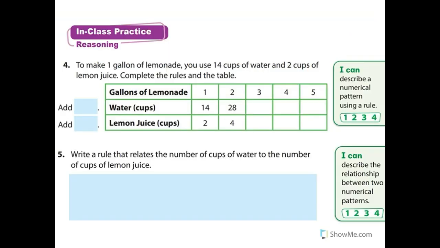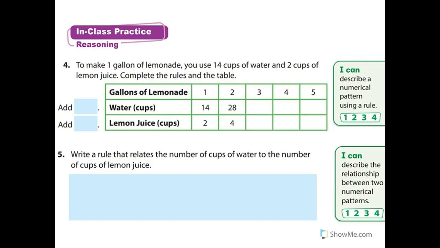All right, let's look at number 4 and 5. To make 1 gallon of lemonade, you use 14 cups of water and 2 cups of lemon juice. Complete the rules and the table. All right, I want you to go ahead and do number 4. Do number 4 and then we'll go over it.